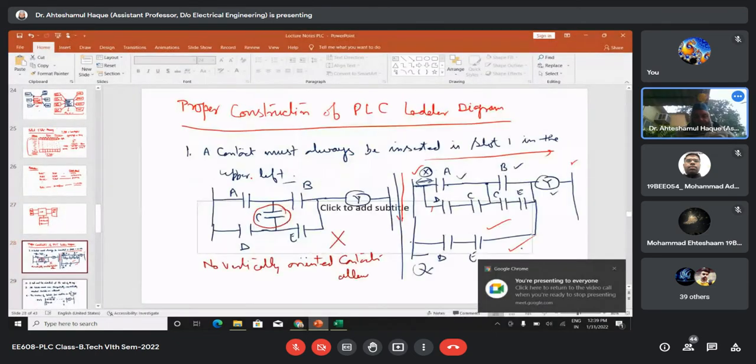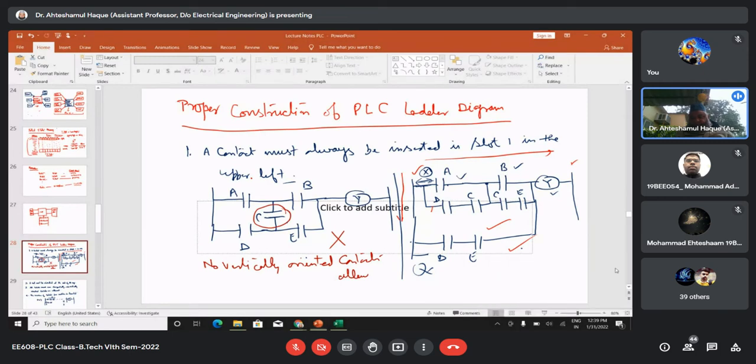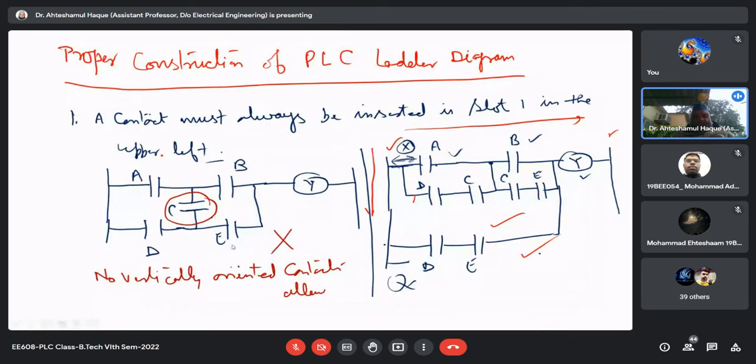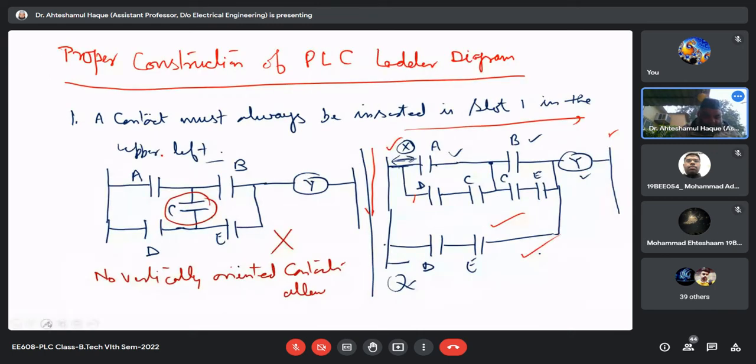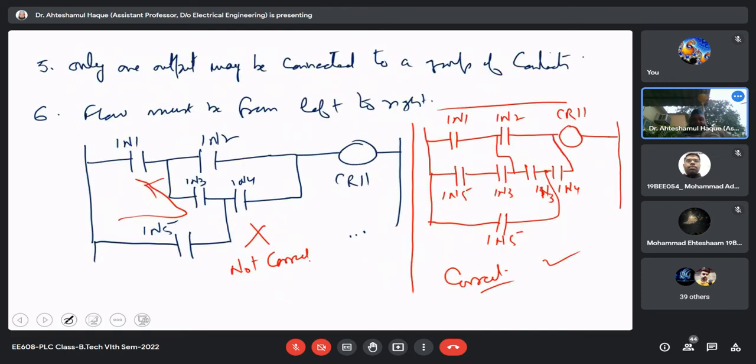ओके. सो लैडर डायग्राम का मतलब क्या होता है? व्हाट इज द मीनिंग ऑफ लैडर डायग्राम? ये आप देख रहे हैं कैपेसिटर साइज में कुछ चीजें दिखाई गई हैं. ओके. ये हम देख रहे हैं, this is B, these are contactors, right? Okay, and that is called contactors.